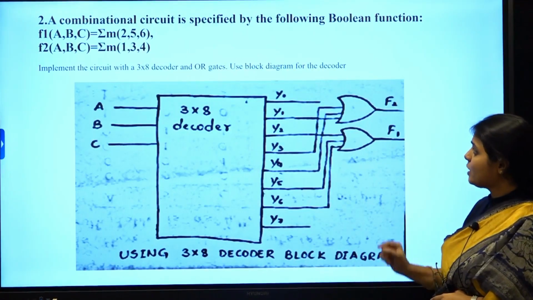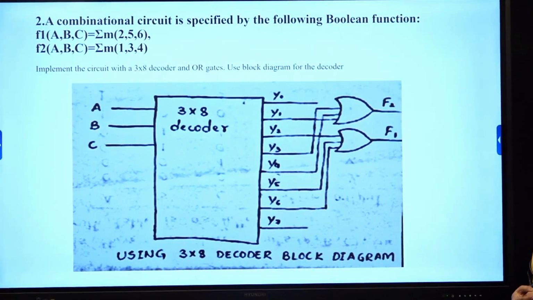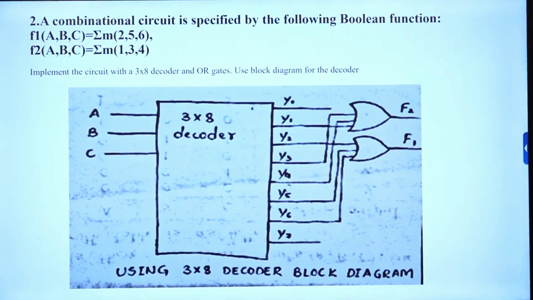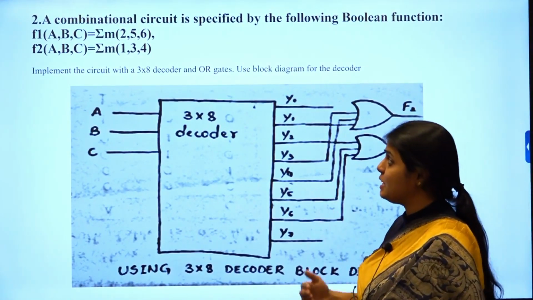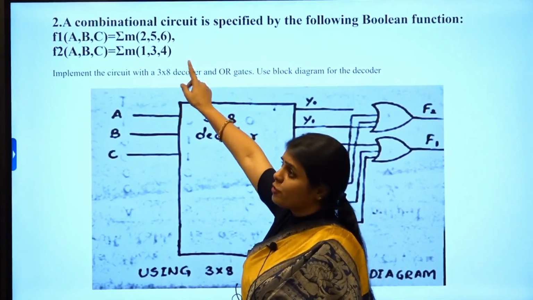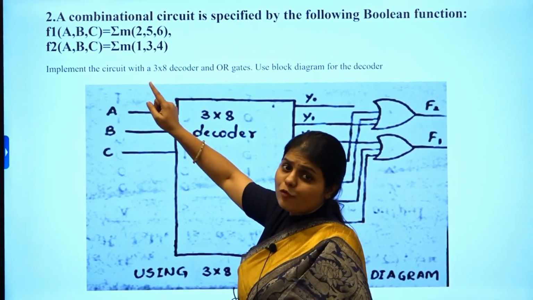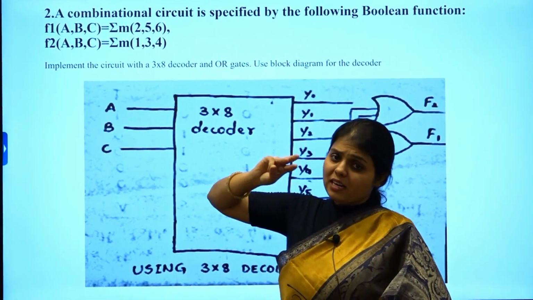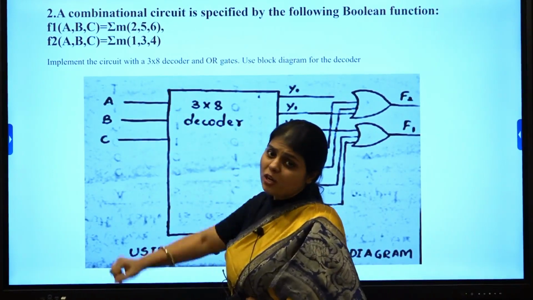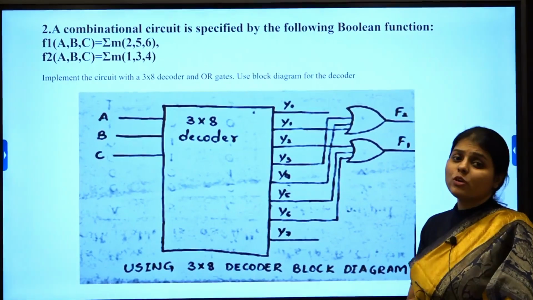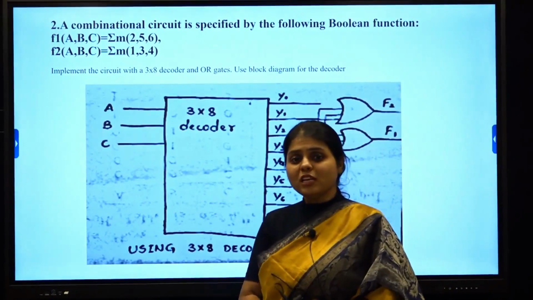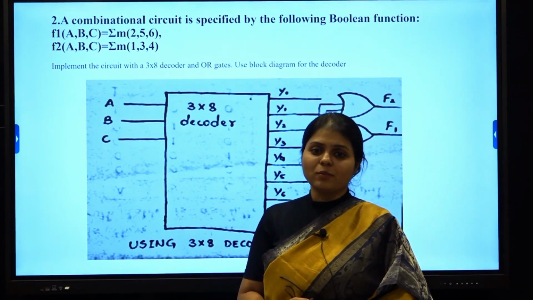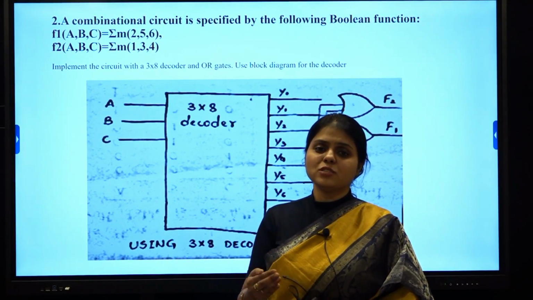Now the next problem is a combinational logic circuit specified by the following Boolean functions. We have 2 Boolean functions here, F1 and F2, which have 3 inputs each. For each, a few of the minterms are given. In the first case it is F1 of ABC where the minterms are 2, 5, 6, and in the second case we have 3 inputs again, ABC, with 3 minterms which are 1, 3, 4. Now what is the size of decoder that we have to choose? As we have 3 inputs in both functions, ABC, we will go for a 3:8 decoder, because n inputs give 2 power n outputs, 3 inputs into 2 power 3.